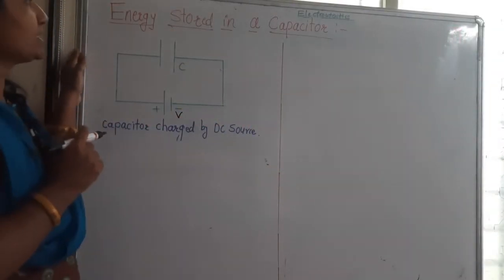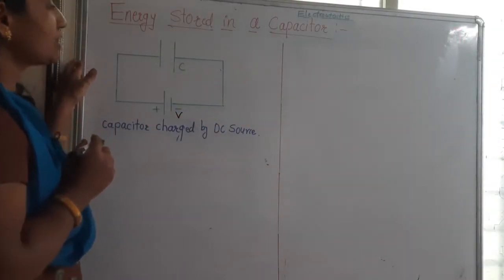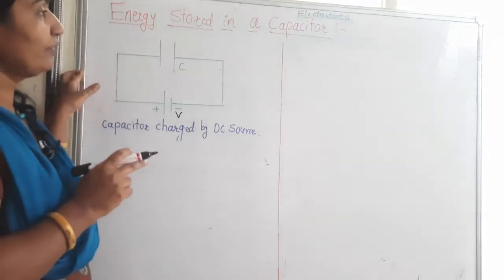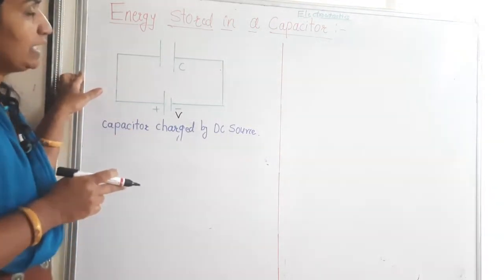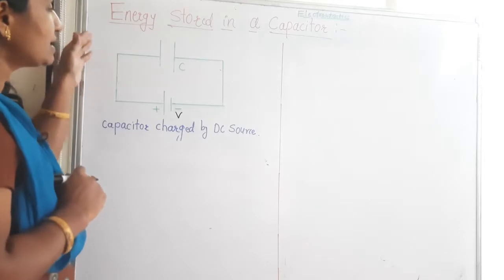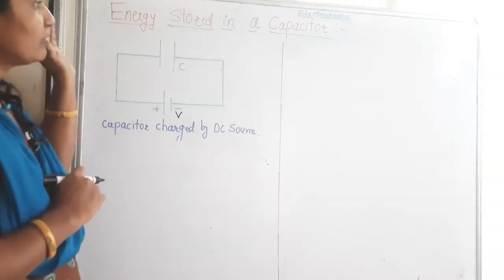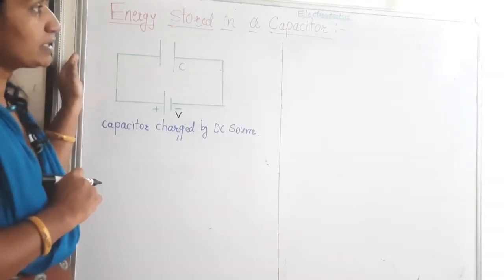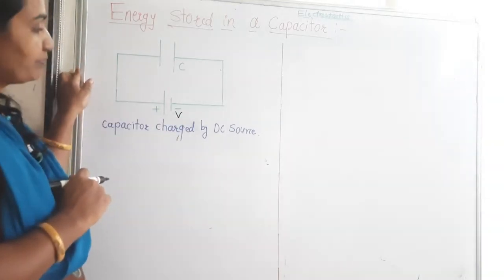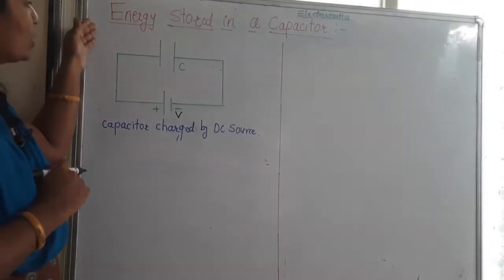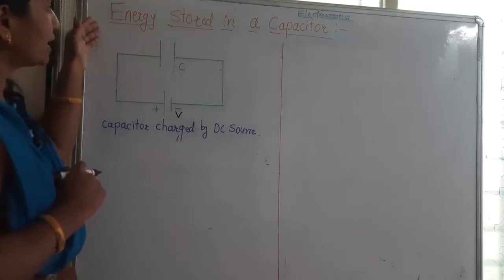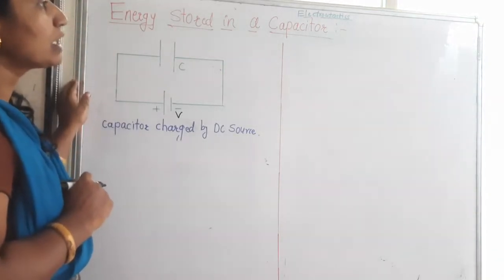In the last video we studied the capacitance of a parallel plate capacitor with a dielectric slab in between the plates, and the value of the capacitance with the dielectric slab. Here we are going to study the energy stored in a capacitor.